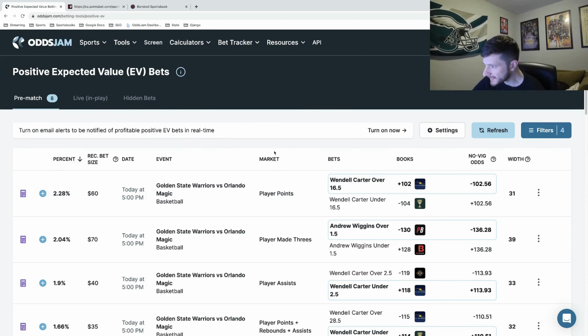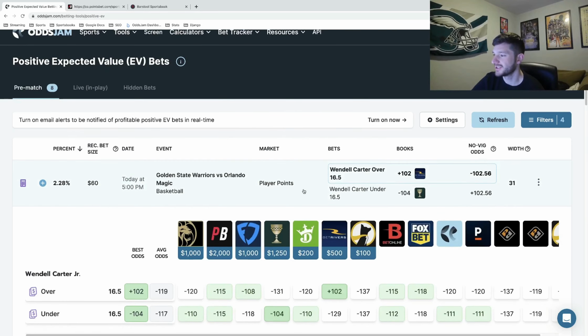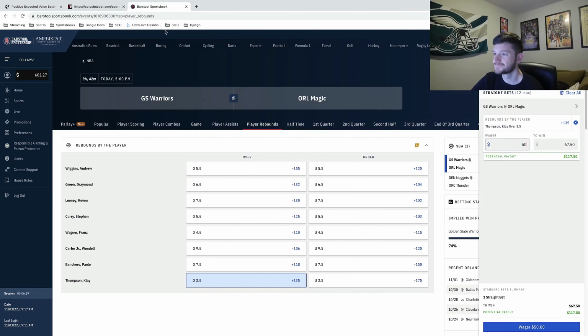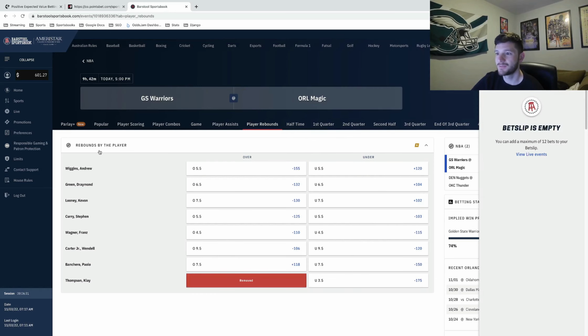So this Wendell Carter one actually is new, just popped up. I want to check this one out and see if I like it. And I do. So this is a pretty good play. Wendell Carter over 16.5 points, plus 102 at BetRivers or Barstool or Unibet. So this is something that I'm going to take advantage of.